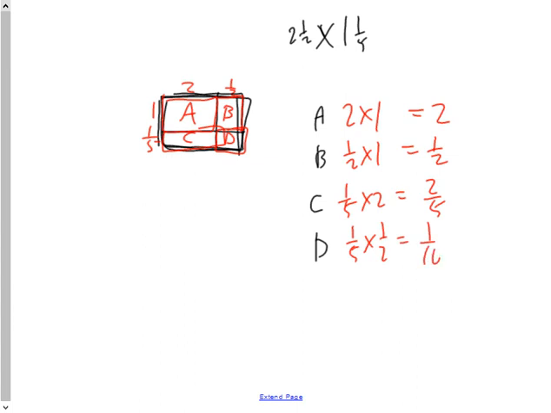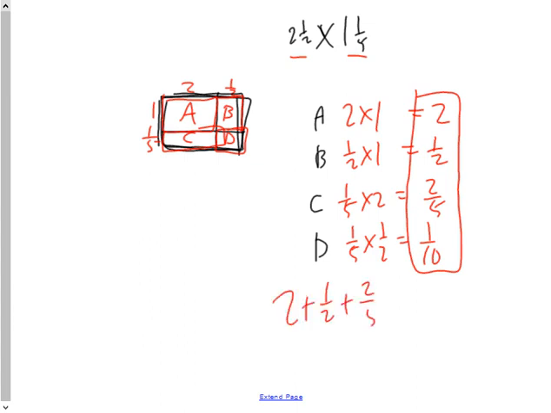which is 1/10. So instead of multiplying this by this, I can take all 4 of the smaller parts and add them together, and that should be the same answer. So, bring your whole number down. Find your common denominator of 10.